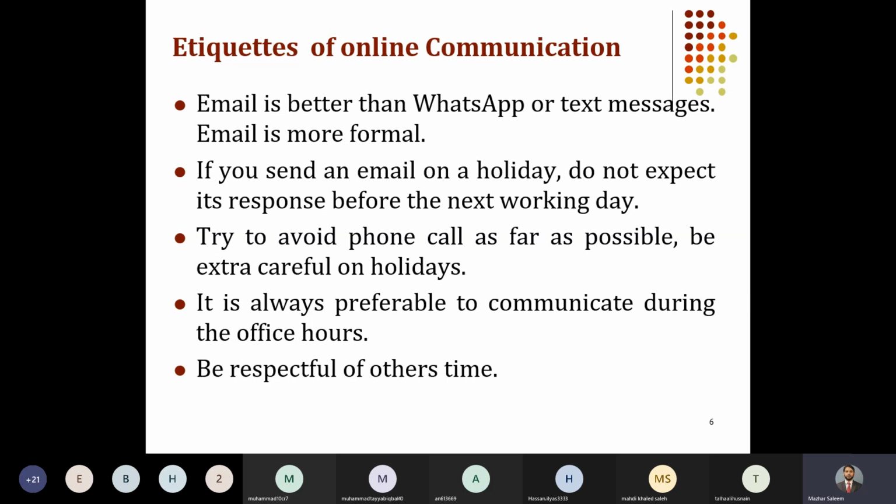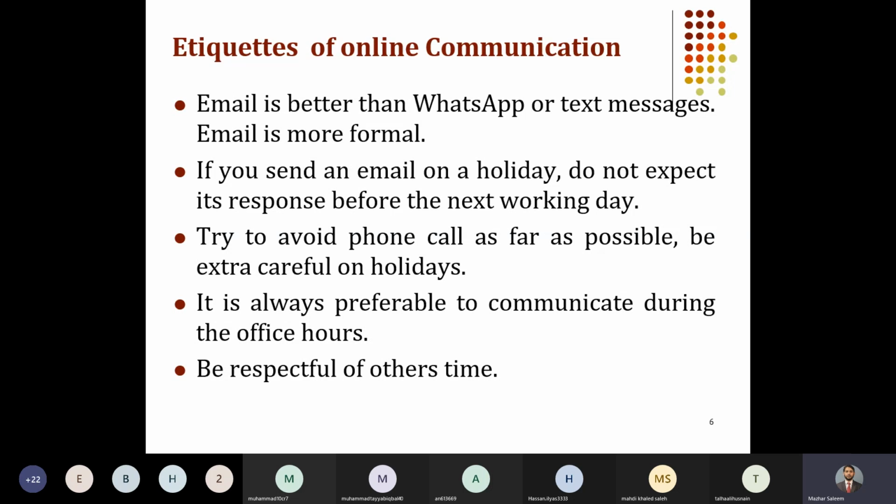Okay, so you should be very clear in your communication. Whatever you want to ask, if it's a single question, then it's fine, you can write it down in a paragraph. But if there are multiple questions, it's better to number those questions 1, 2, 3, so that the other person can clearly get your message and respond to your email.